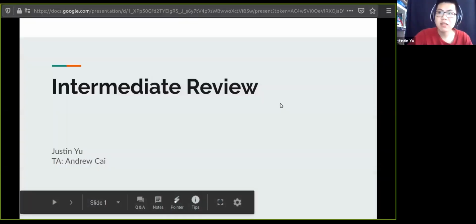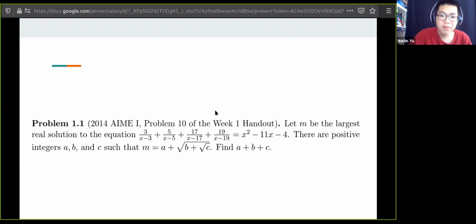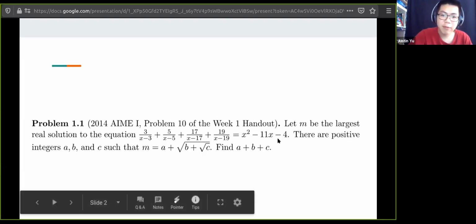Let's get started with the intermediate review. So I made the mistake of not spending all the time on the problems yesterday, and we went really over, and I ended up crashing everything at least once. So let's just dive straight into the first problem here. Here we go. Give everybody a minute to look at this.